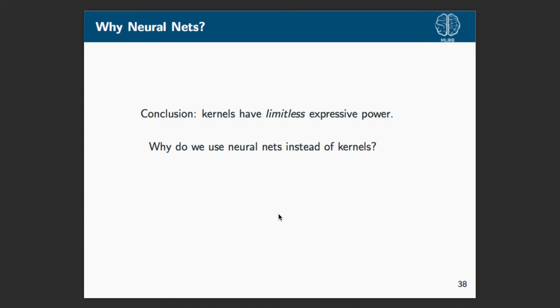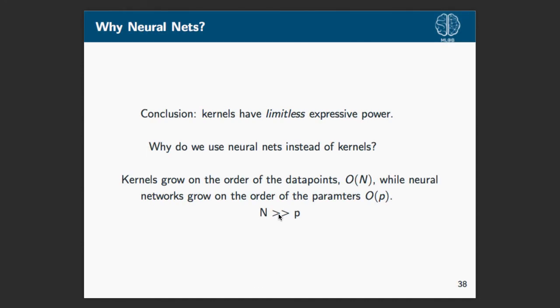Exactly. Very good point. In kernels, we have to compute exactly, we have to figure out what this kernelized function is. Neural nets, we just throw in some nodes and call it a day. So kernels are very sensitive to what function you use to compute the kernelized product. But there's one more fundamental reason. Exactly. Our kernels, remember, were the dot products of our data points. So if we have n data points, we have to compute n squared kernel entries. So kernels grow on the order of our data points, but neural networks just get more complex on the order of our parameters. And typically, in most cases, the number of data points is much bigger than the number of parameters.